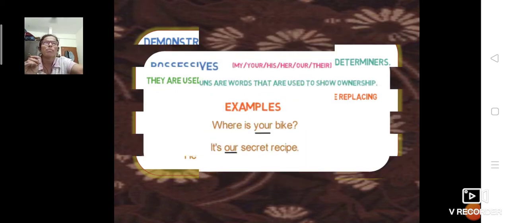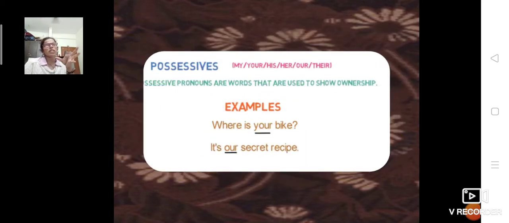Now let us know about the possessives. See children, I am just giving an introduction of this, because today we are going to deal with the topic quantifiers. Okay, so I am just telling it in a short way, that's it. Possessives like my, your, his, her, our and their.